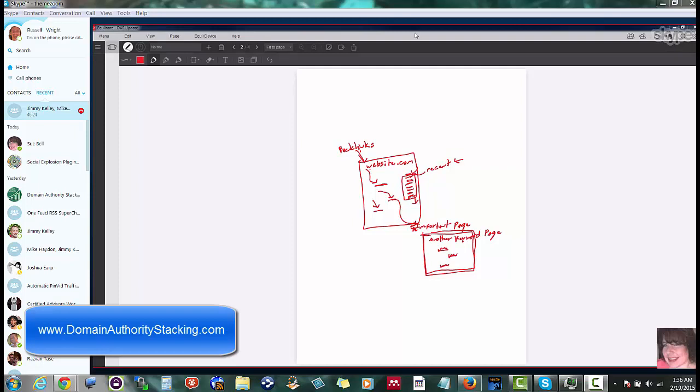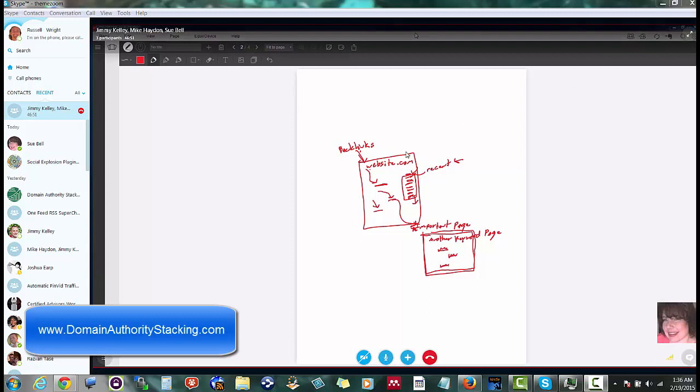So your silo structure is a collection of thematically related pages. And when you do a DAS cluster, you have a collection of thematically related third-party pages. And when you do that, there's a linking structure between the domain authority stack and the website. You link to multiple pages on the website.